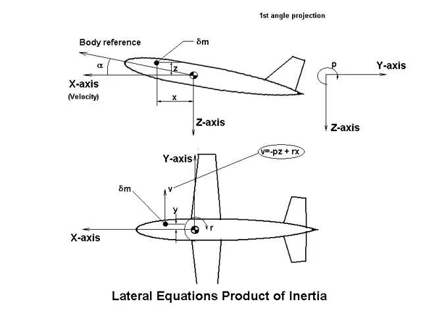Lateral force components resulting from dihedral or anhedral wing lift differences have little effect on N_P because the wing axis is normally closely aligned with the center of gravity.